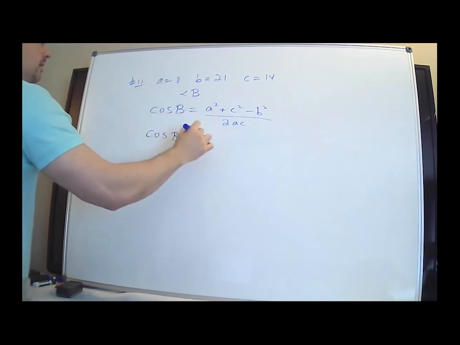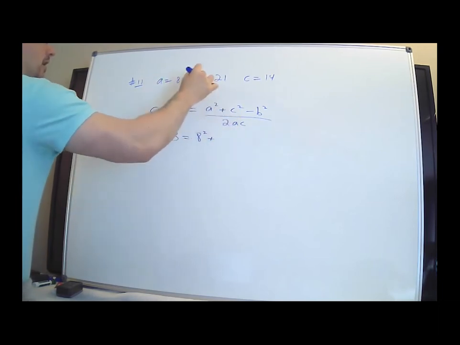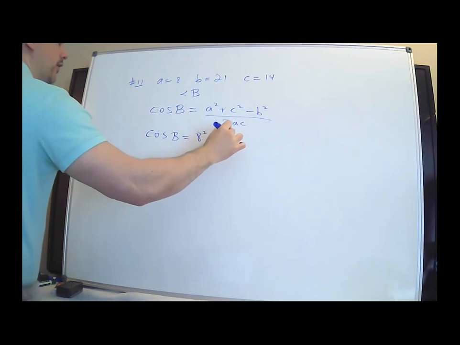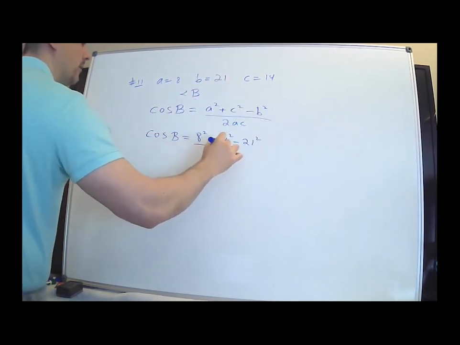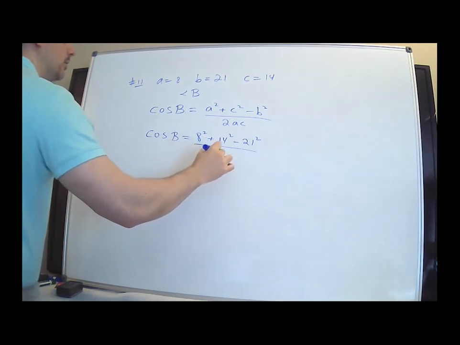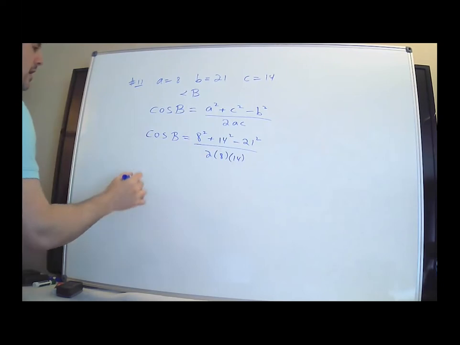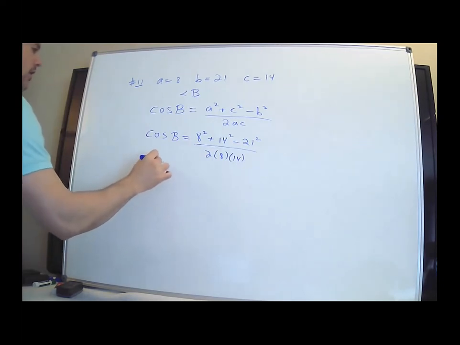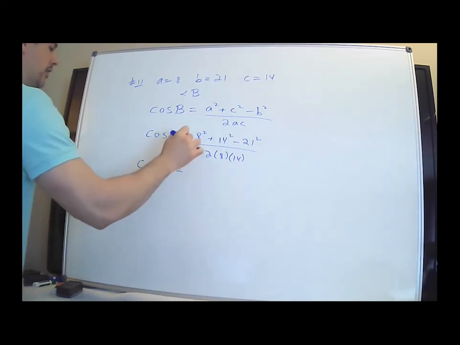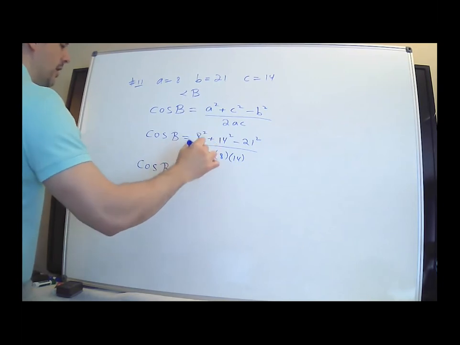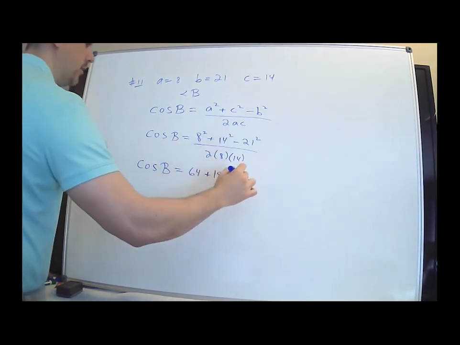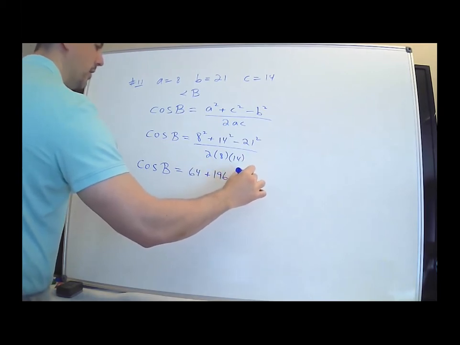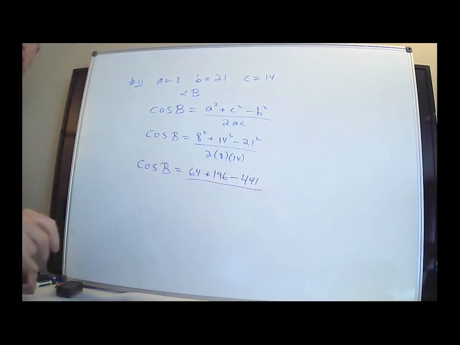So A was 8, so I have to do 8 squared. C was 14, so I have to do 14 squared. And B is 21, so I have to do 21 squared. And then at the bottom I have 2A, which is 8, C, which is 14. Now, again, you got to multiply all this out. So let's see, 8 times 8 is 64. I'm pretty sure 14 squared is 196. And I think 21 squared is 441, if I'm not mistaken.